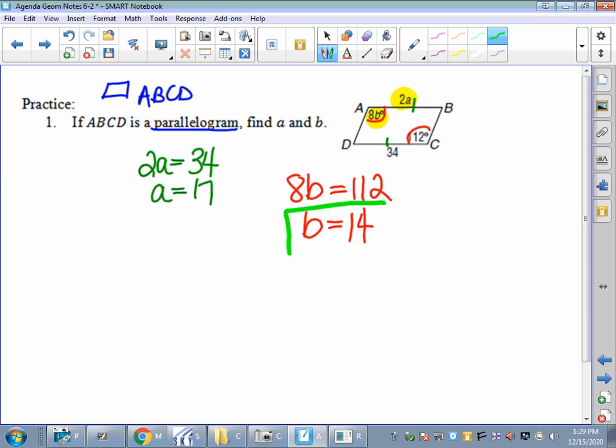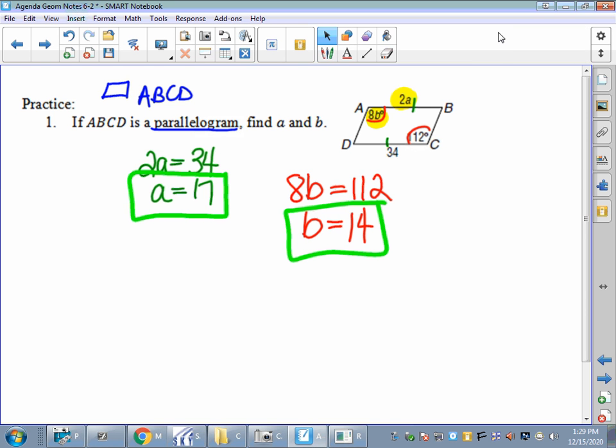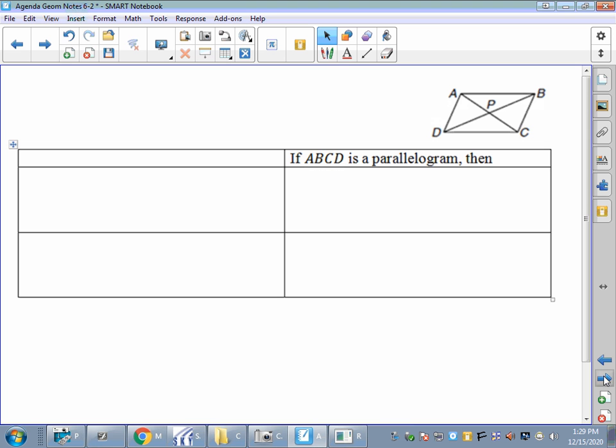So easy, right? It's just using those rules that we just talked about, opposite angles, opposite sides. Maybe we had consecutive angles, add them up equal to 180. All right, then we get into diagonals. I need to put this one separate.